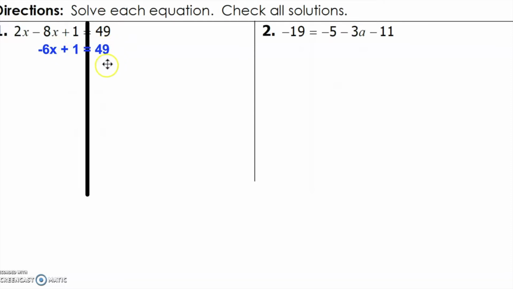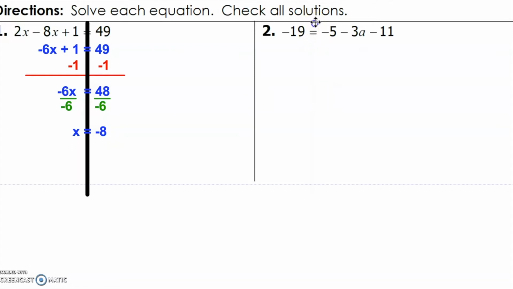Now I notice that this turns into one of our two-step equations where I can undo those operations using SADMEG. So undo the addition by subtracting 1. That leaves us with negative 6x equals 48. Then divide by negative 6 on both sides. 48 divided by a negative 6 is negative 8. So x is negative 8.